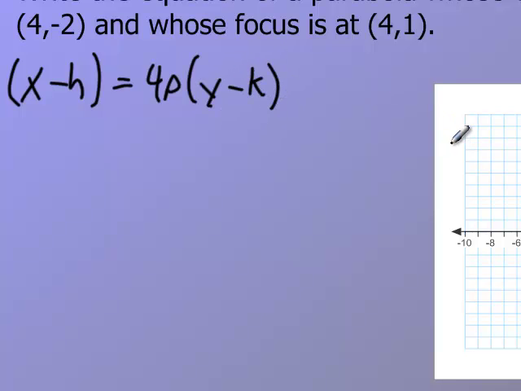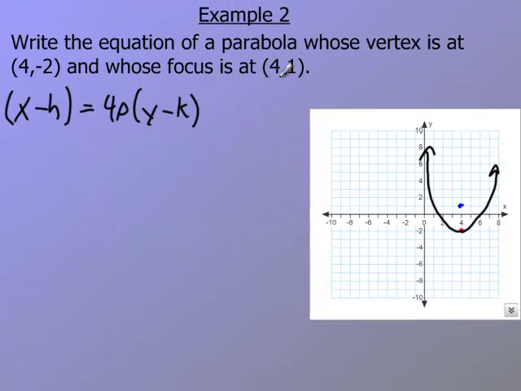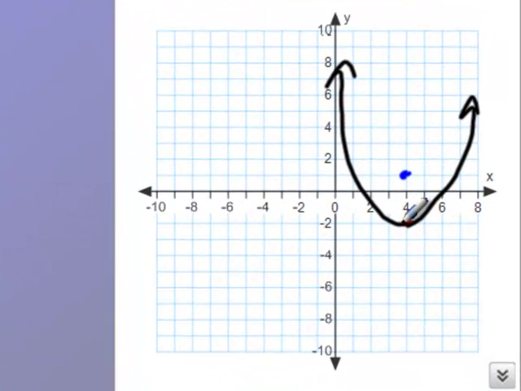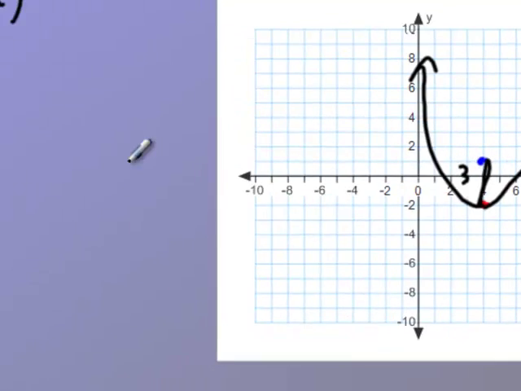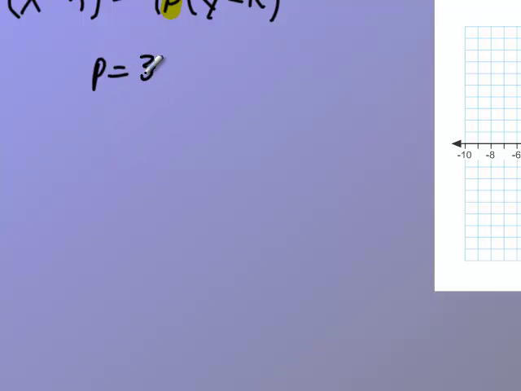So that's the one we wanted to do. Now the h and k we already have because that's going to be our vertex. Now the focus will give us what our p value is going to be. And I can simply see that from the vertex to the focus, we have a distance of 3. And since it's opening up, I know that p is equal to +3.